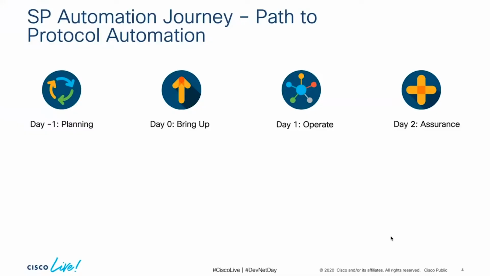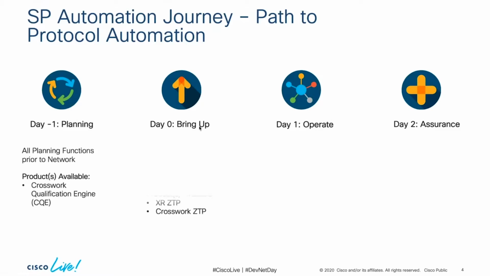Now, my previous colleagues have taken you through the automation journey. And if you have followed all their sessions, you'd have heard them talk about day -1, which towards the left of the screen is about planning. The product available as part of that is the Crosswork qualification engine. Day 0 is all about bringing up functions. So you have ZTP, zero touch provisioning, and software image management. We've made 2 new enhancements on the XR, so you can build your own ZTP server, or you can use our ZTP server from Crosswork.